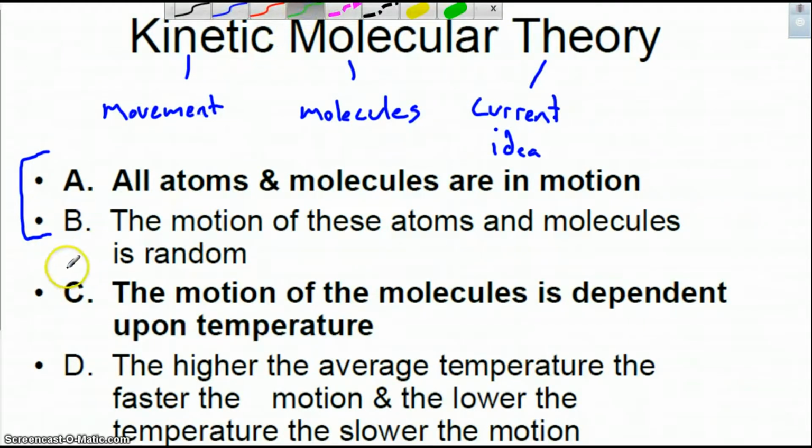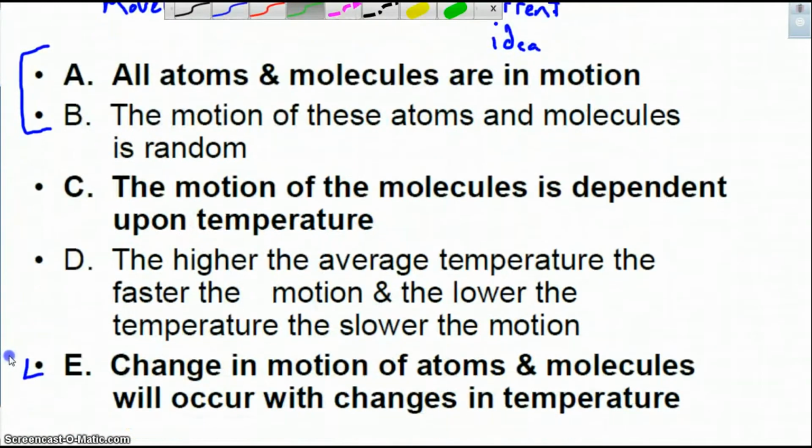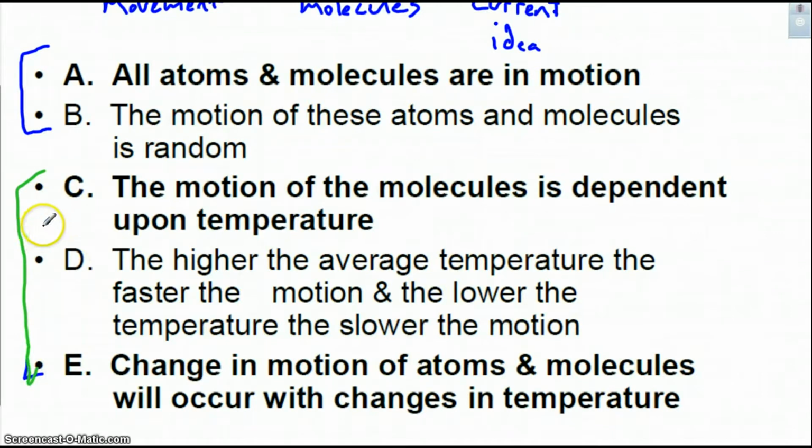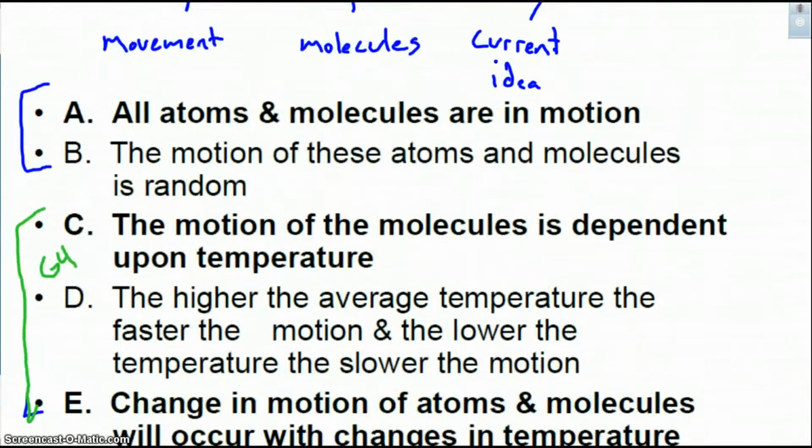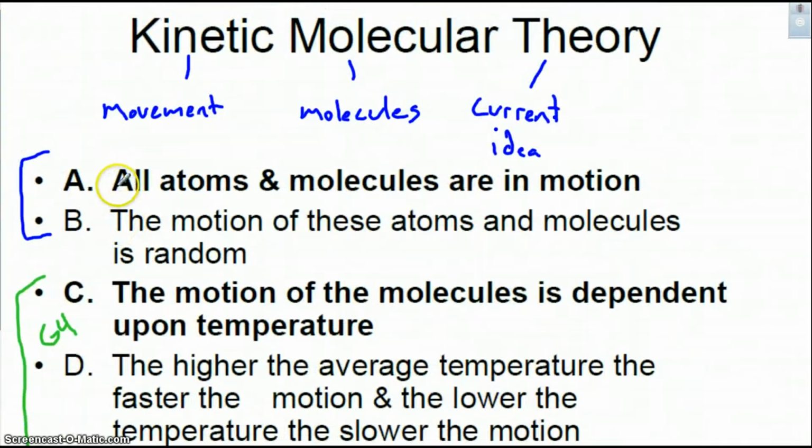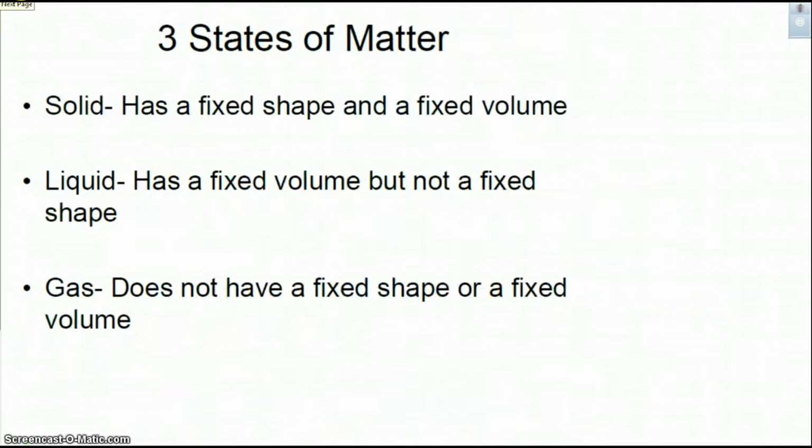The other parts down here, we're going to talk about in goal 4. Sorry, goal 4. Okay, so that will be next. So we'll come back to those. But for now, these two things: atoms and molecules are in motion, and the motion of these atoms and molecules is random.